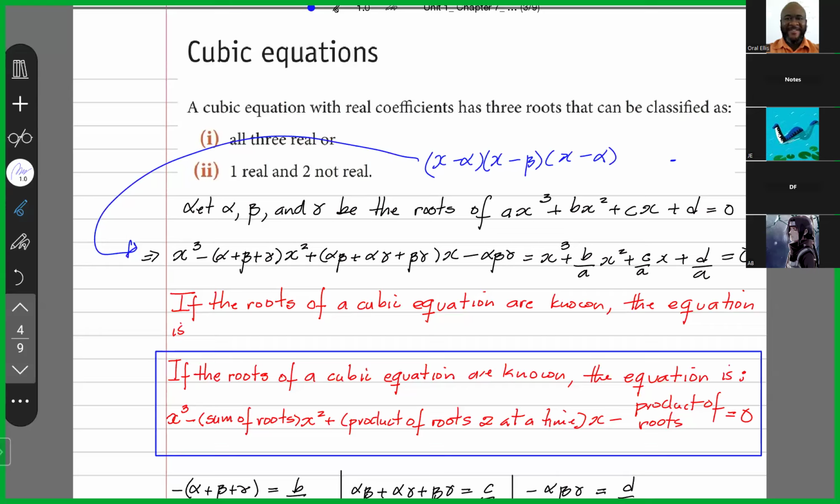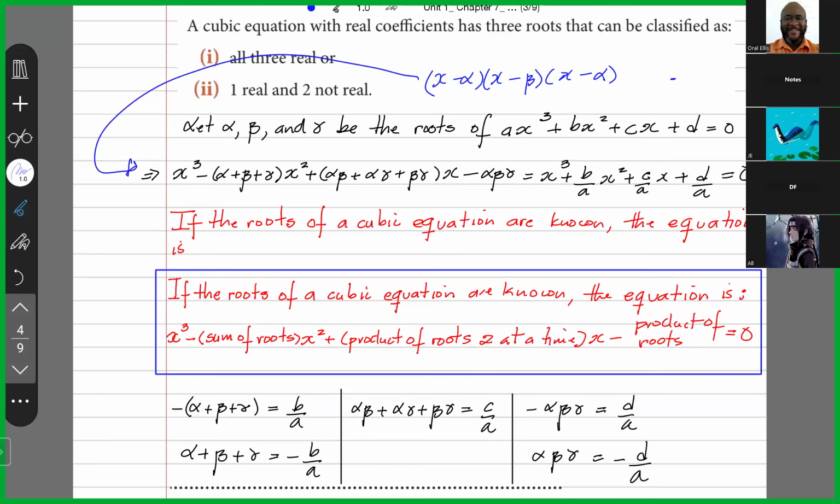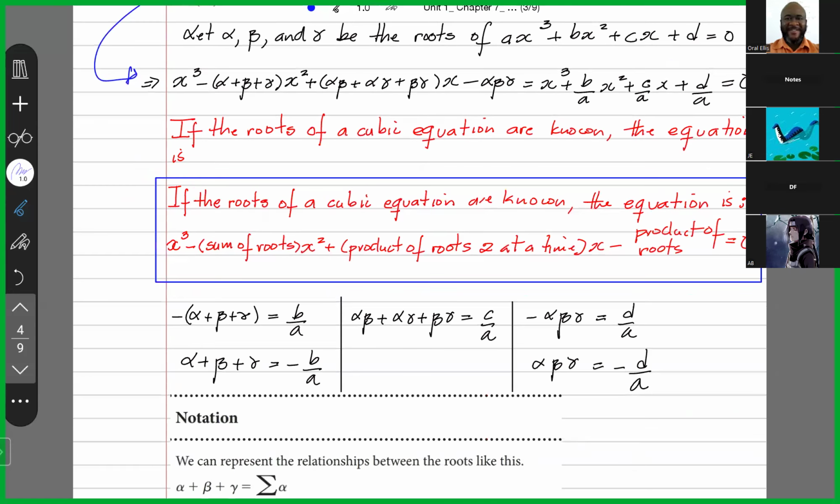So based on this, we can say that if the roots of a cubic equation are known, the equation is x cubed minus the sum of the roots x squared plus the product of the roots 2 at a time x minus the product of the roots is equal to 0.